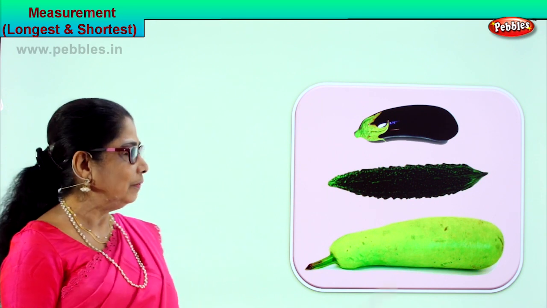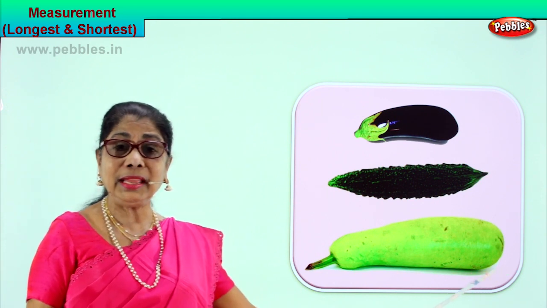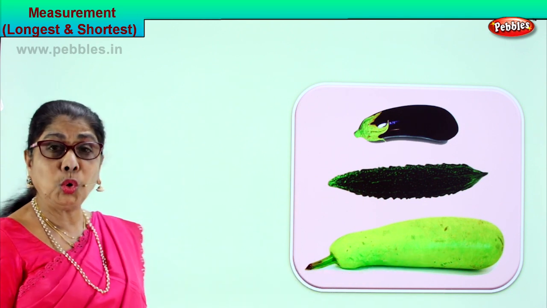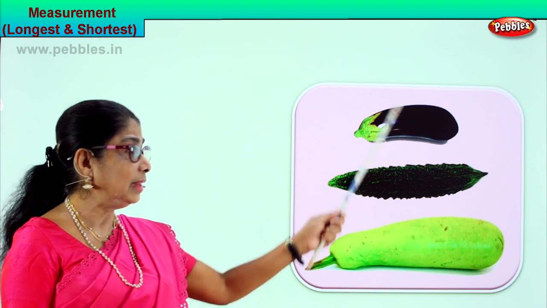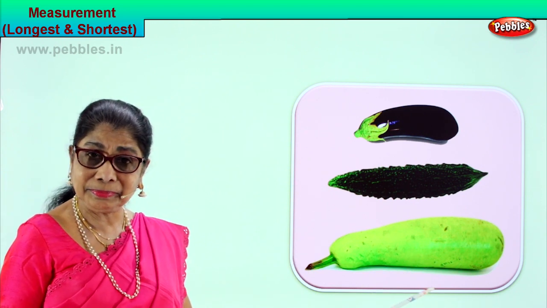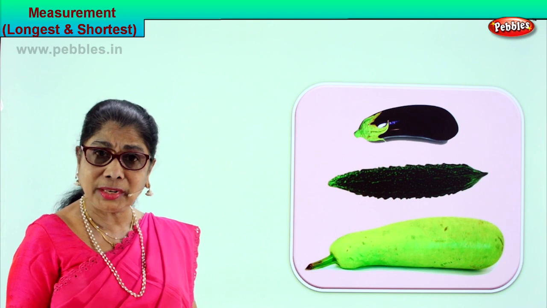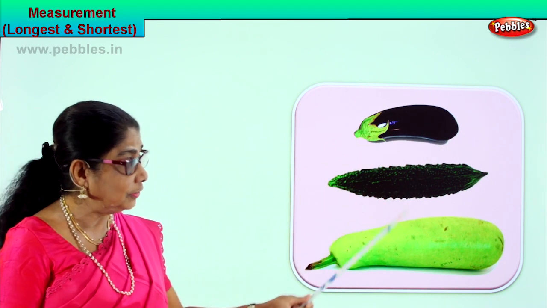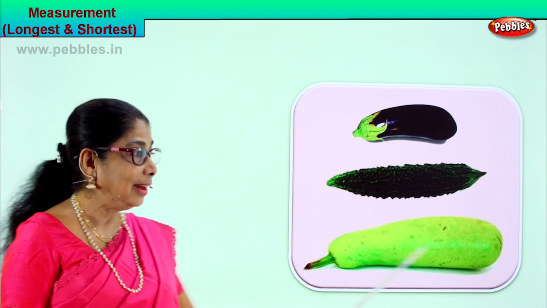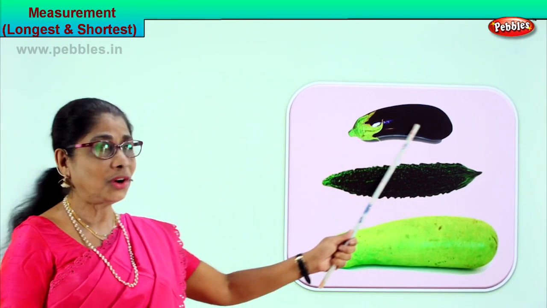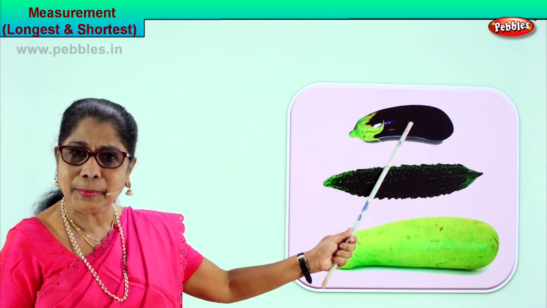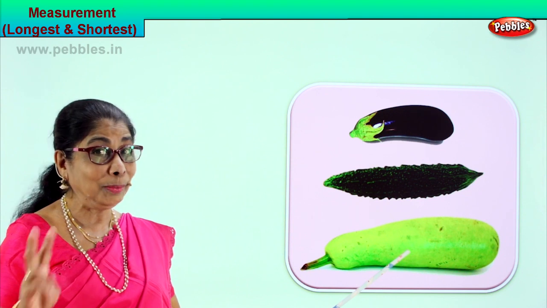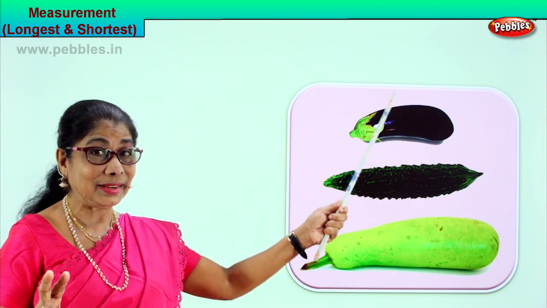Bottle gourd, bitter gourd, and brinjal. Now, look, which is the longest of the three vegetables? Certainly, the bottle gourd is the longest of the three vegetables here. And which is the shortest? The brinjal, the eggplant, is the shortest of the three. So we learned longest and shortest. Which is the shortest vegetable? Brinjal. Longest, bottle gourd. We learned two measurements, longest and shortest. Good.